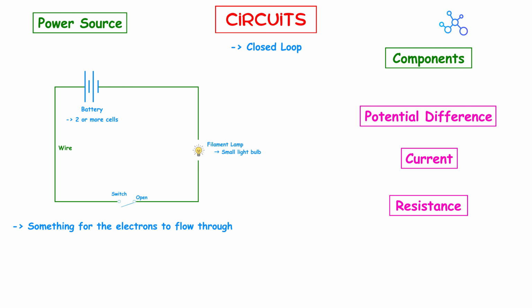Another common symbol is for the filament lamp, which is just a small light bulb. So if we added one to our circuit and turned on the battery, then it would light up. We could also add a switch, which could be closed, allowing current to continue flowing around the circuit, or open, which would disrupt our circuit and so turn off our light.